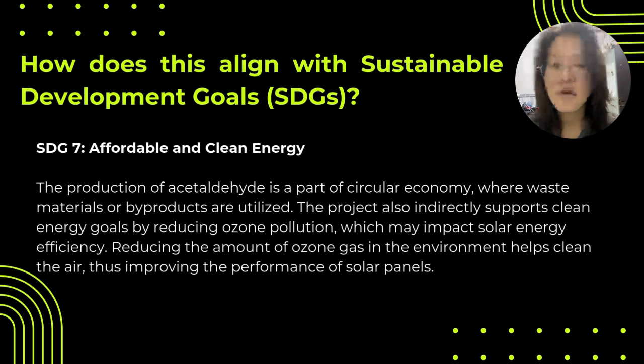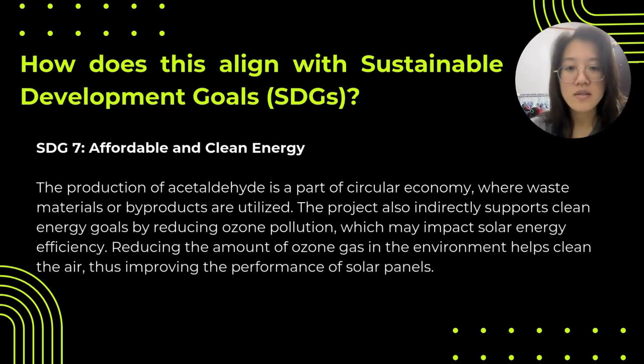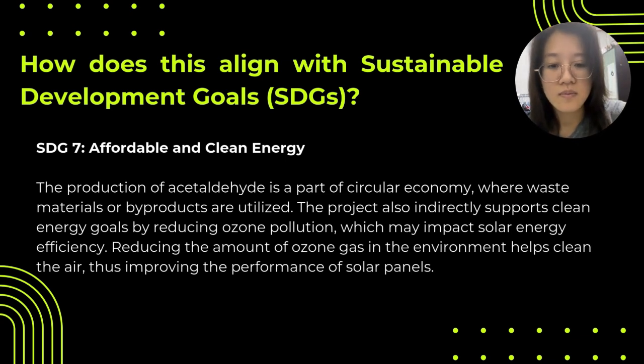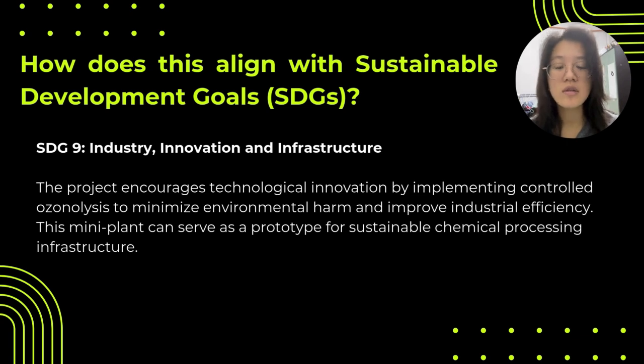For SDG 7, Affordable and Clean Energy, the production of acetaldehyde is part of a circular economy, where waste materials or byproducts are utilized. The project also indirectly supports clean energy goals by reducing ozone pollution, which may impact solar energy efficiency. Reducing the amount of ozone gas in the environment helps clean the air, thus improving the performance of solar panels. For SDG 9, Industry, Innovation and Infrastructure, the project encourages technological innovation by implementing controlled ozonolysis to minimize environmental harm and improve industrial efficiency. This mini plant can serve as a prototype for sustainable chemical processing infrastructure.